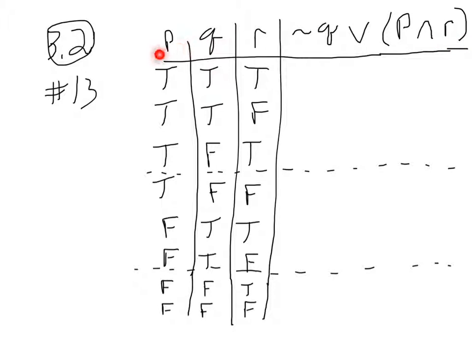Okay, so I copied number 13 out of the book. Everybody in the class gets a slightly different version when they're working at the computer. Now this one's a little more challenging than the last one I worked for you. You've got 3 statements, P, Q, and R. Well, it turns out there are 8 possible combinations when you make 3 statements.